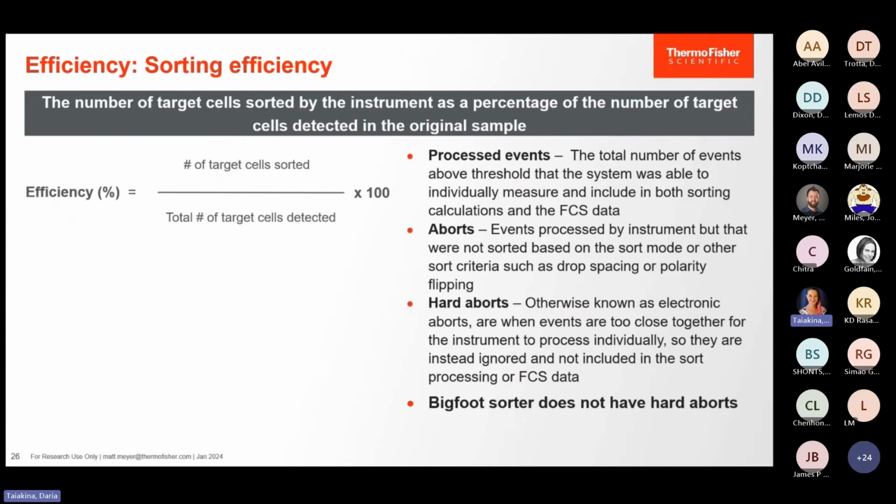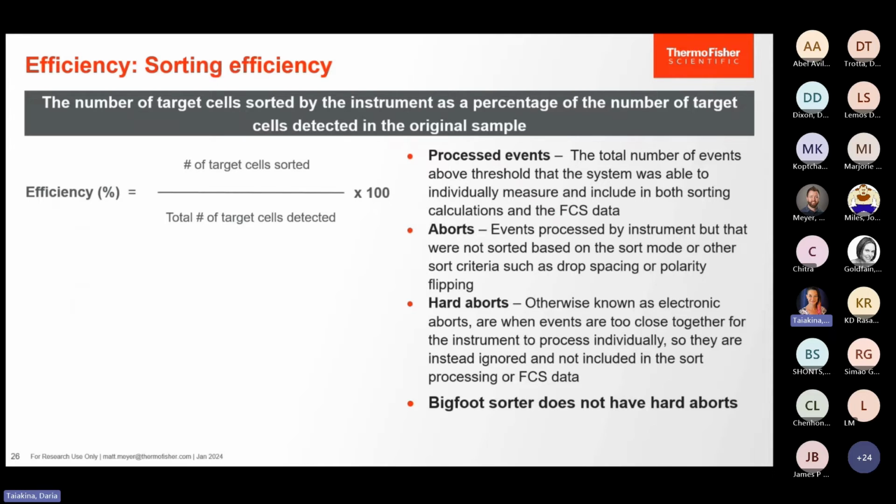So sorting efficiency is the number of target cells sorted by the instrument as a percentage of the number of target cells detected. That is looking at how we can get a good efficiency by the sort criteria. If the sort criteria says that two cells are too close together, you have to have what's called an abort.